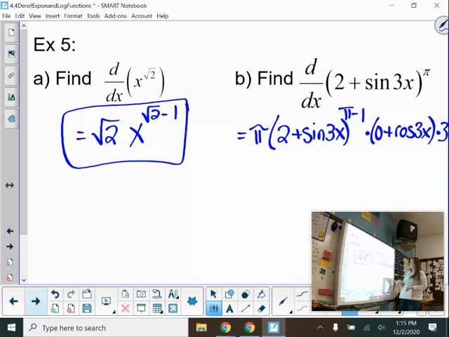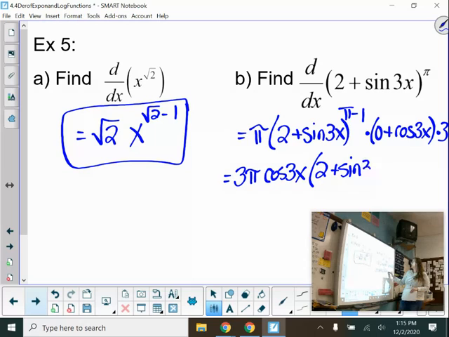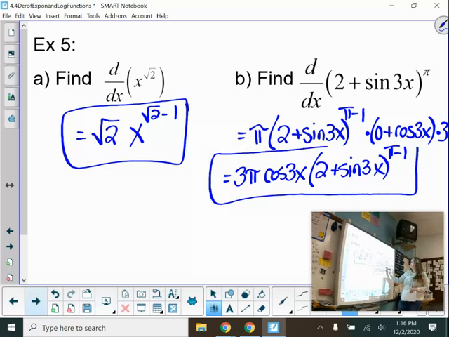So putting this all together, I can drop this 0 plus. I'm going to have a 3 times a pi, so I'm going to have a 3 pi out in front. I'm going to have a cosine of 3x out in front, and then I have 2 plus sine of 3x to the pi minus 1 power. So chain rule, you've got to make sure that you follow that there. Make sure you don't leave any parts out of your answer.